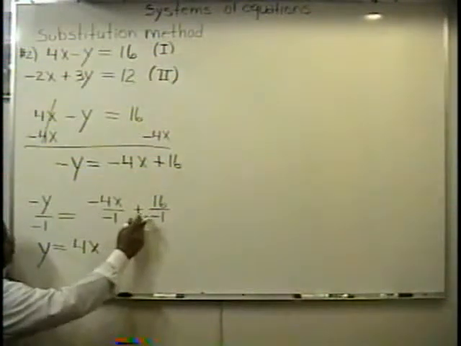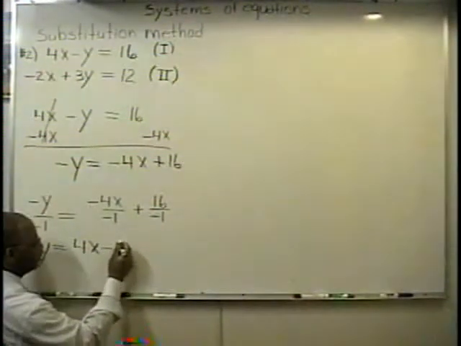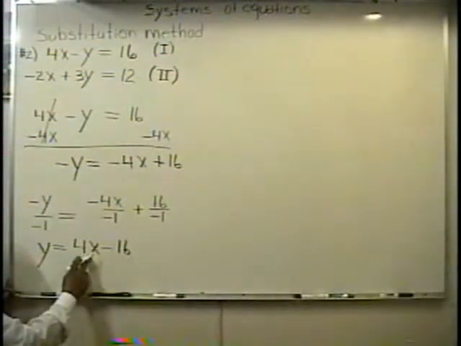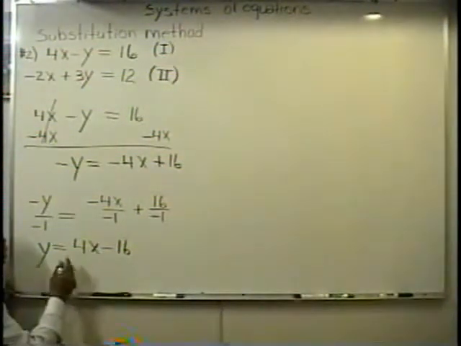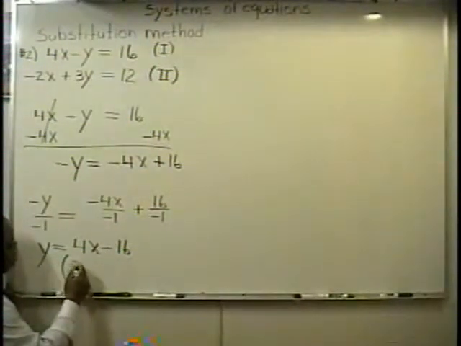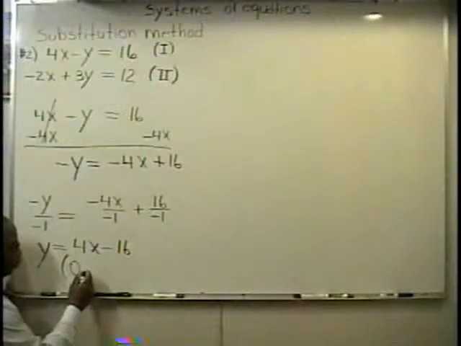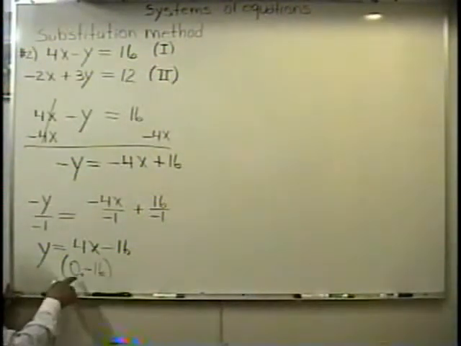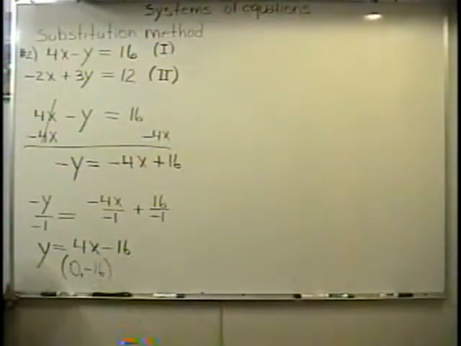And then a positive divided by negative gives me -16. All right? Now, before I move on, for equation 1, it's easy to find the y-intercept. When x is 0, y is equal to -16. 4 times 0 is 0, I'm left with -16. So the y-intercept of equation 1 is 0, -16. We'll come to equation 2 later. But now we know what the y-intercept is for equation 1.